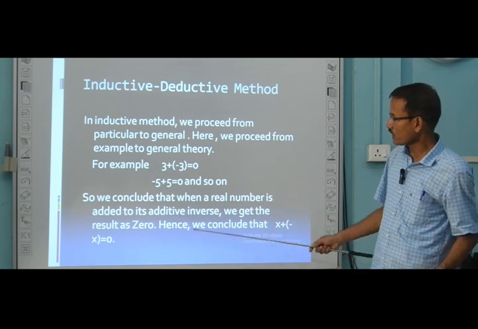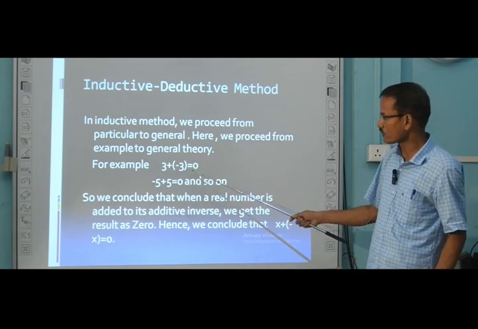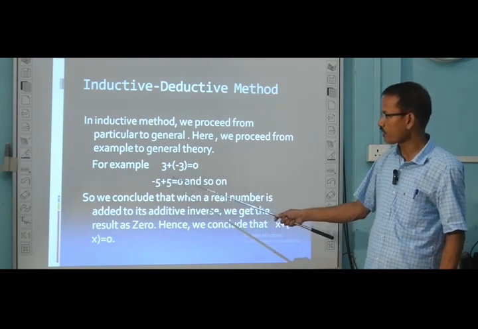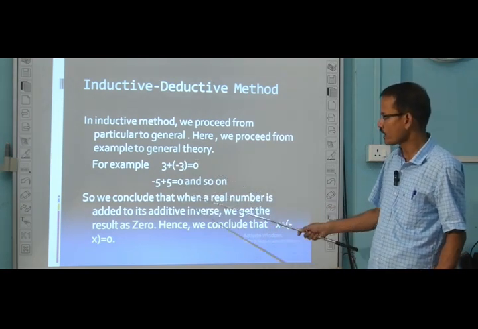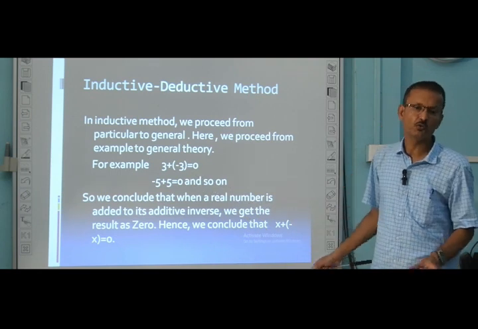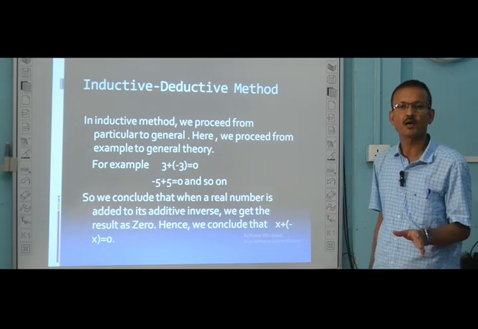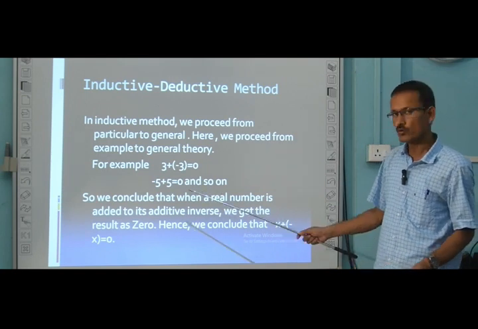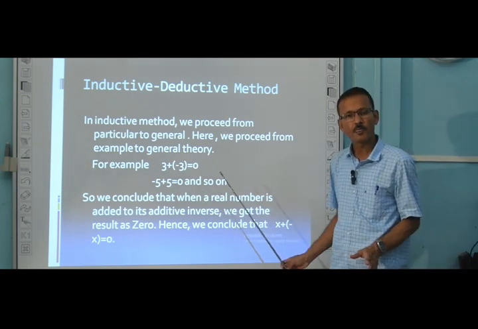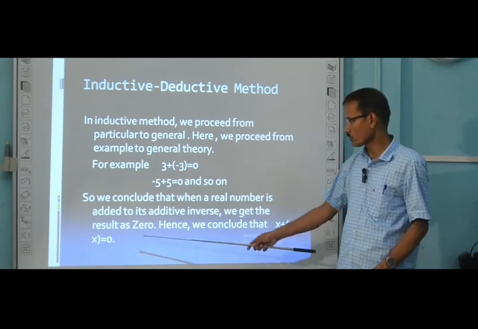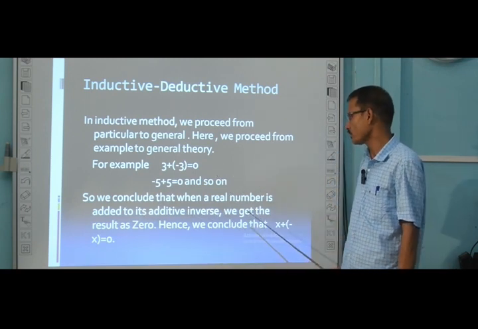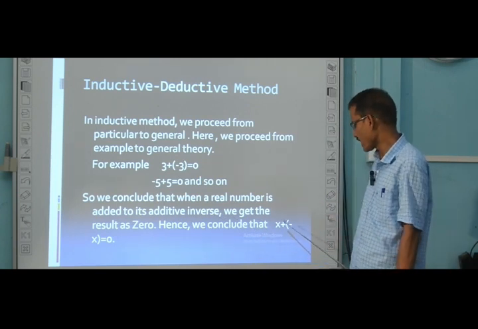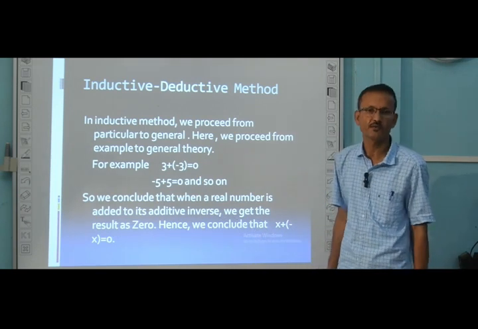So here we can see this 3 plus minus 3 is equal to 0. It is an example. Minus 5 plus 5 is equal to 0. It is also an example. So there are numerous examples where we can show that when a number is added to its additive inverse, we get the result as 0. So with the help of these numerous examples, we conclude that when a real number is added to its additive inverse, we get the result as 0. We can write it as x plus minus x is 0.